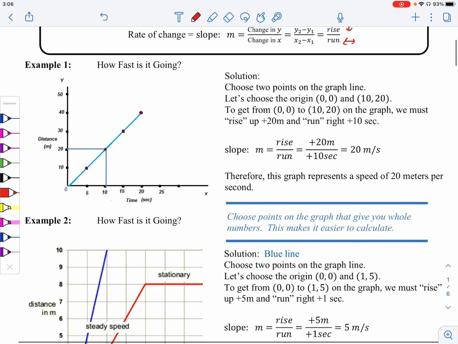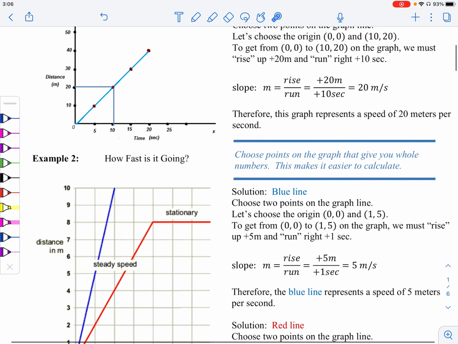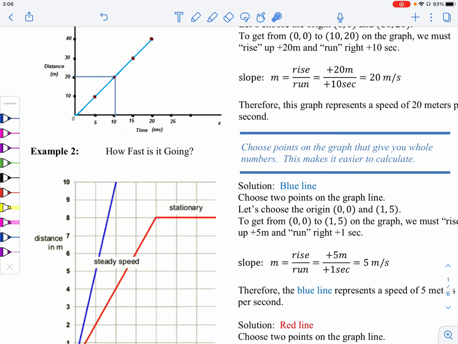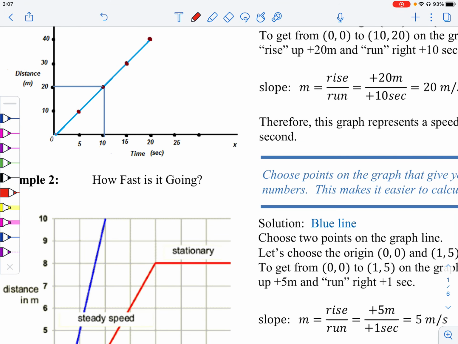So when you look at your graph, you want to find 2 points on your graph. Choose 2 points on the graph that give you whole numbers, and this makes it easier to calculate. Like this one starts at 0, 0. That's the easiest one. And you go to get a whole number. Right there is 1, right there is another one, right there is another one.